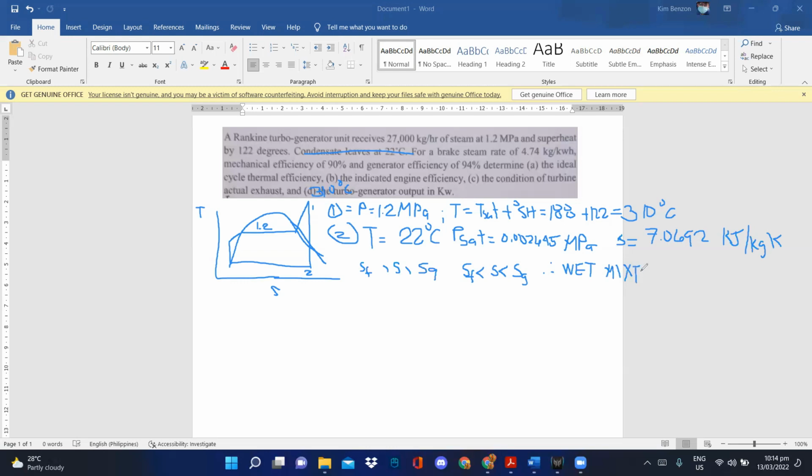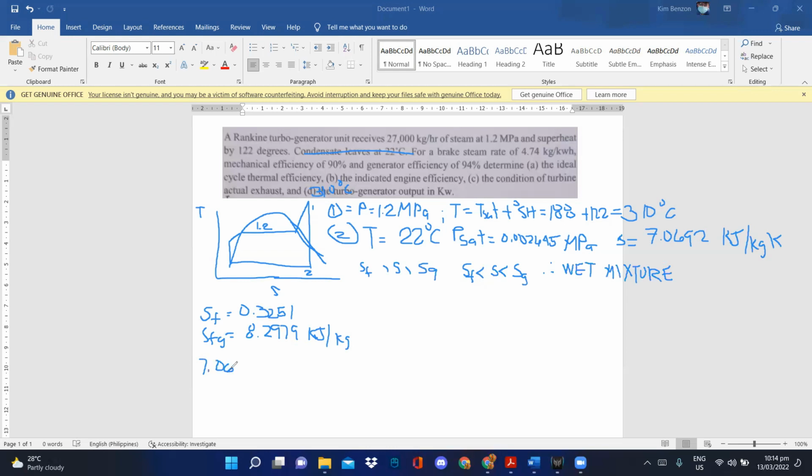Or sa madaling sabi, you are on the saturated region. So, we're on the right track. So, nandun talaga sa saturated region siya. So, therefore, hanapin natin ang SF. SF is equivalent to 0.3251 and your SFG is equal to 8.2979 kilojoule per kilogram Kelvin.